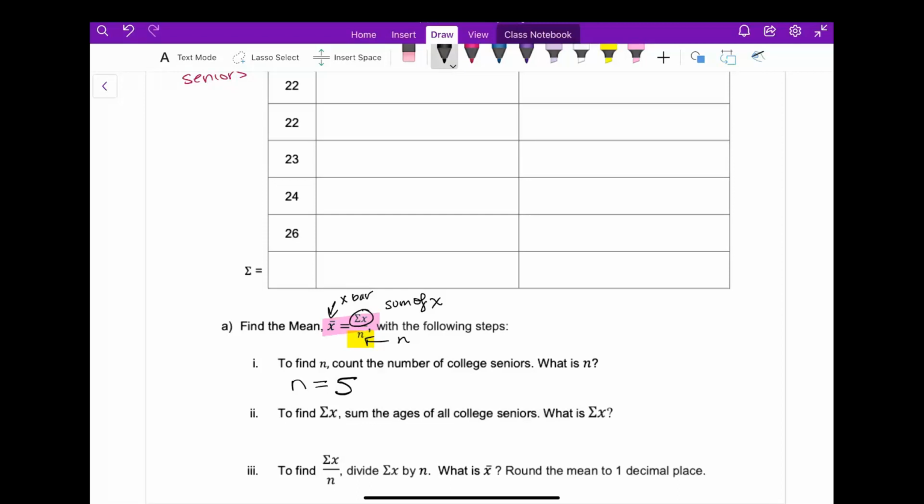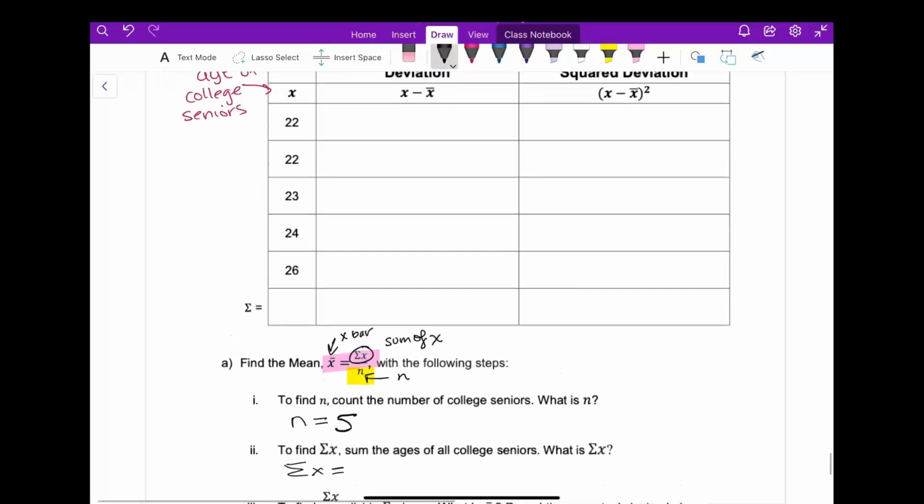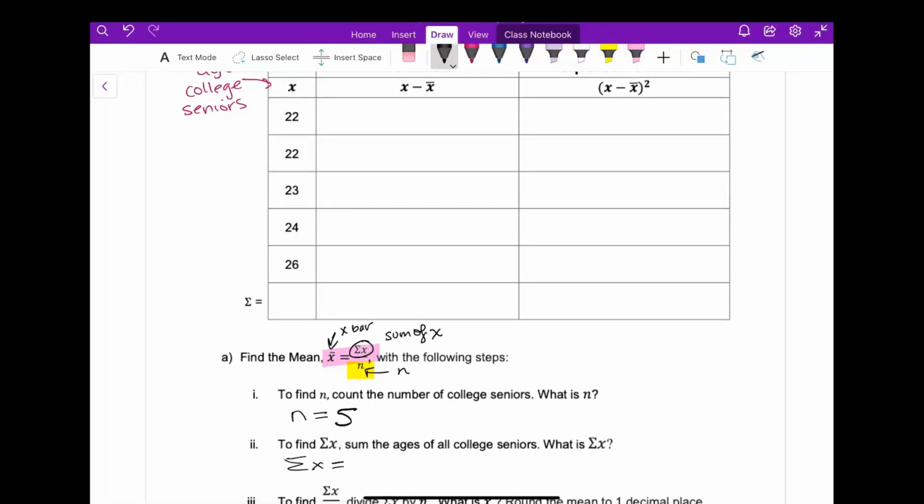Let's write the symbol. And that makes sense, right? Because it's the sum of X. X is the ages of the college seniors. So we have 22 plus 22 plus 23 plus 26. What does that give us? 117.